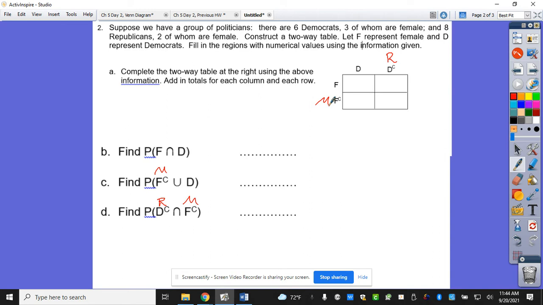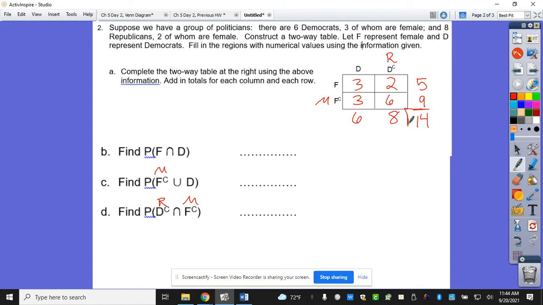Where does the 6 go? Total under Democrats. Where does the 3 go? So there's 3 here, which makes how many here? 3. 8 are Republicans, which goes here. 2 are female, which leaves how many for here? 6. And then we can fill in everything from there, so that makes this 14, 9, 5.